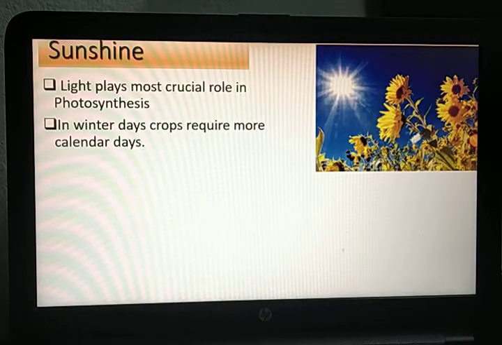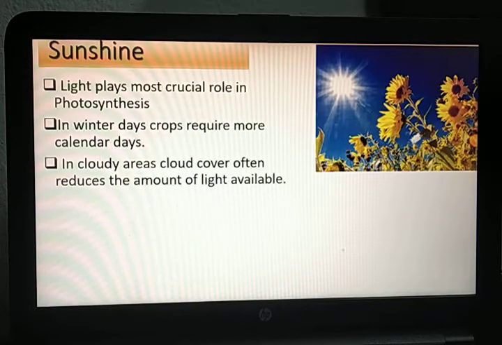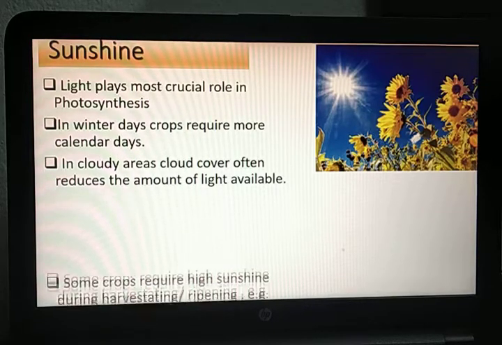In winter days, crops require more calendar days because of the minimum sunshine. Not temperature only, sunshine is another basic factor. Beyond the temperature it requires, it is very useful for the growth of plants. In cloudy areas, cloud cover often reduces the amount of light available.